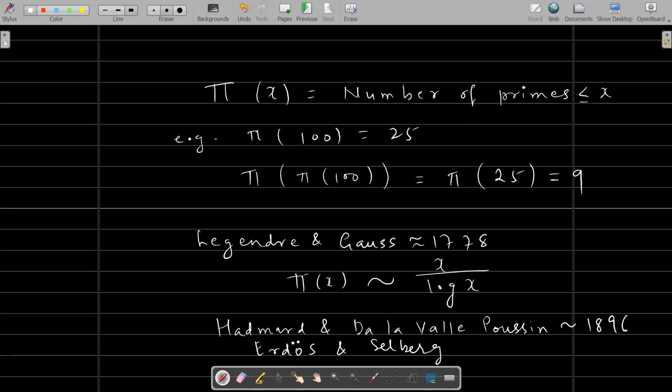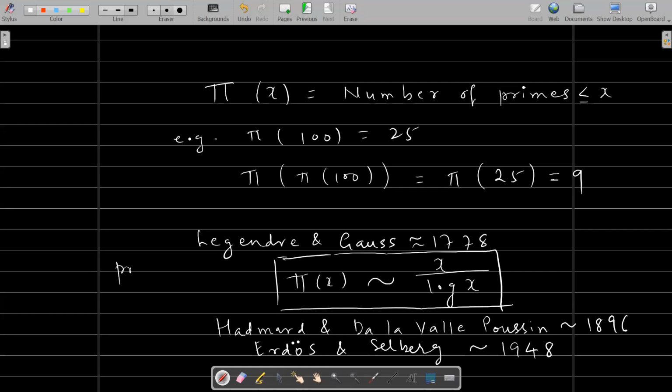By elementary, we do not mean easy or simple. By elementary proof, we mean without using complex analysis. So the proofs were difficult. Around 1948, they independently gave elementary proofs of the same result. So that is about the prime number theorem. This is called the prime number theorem.